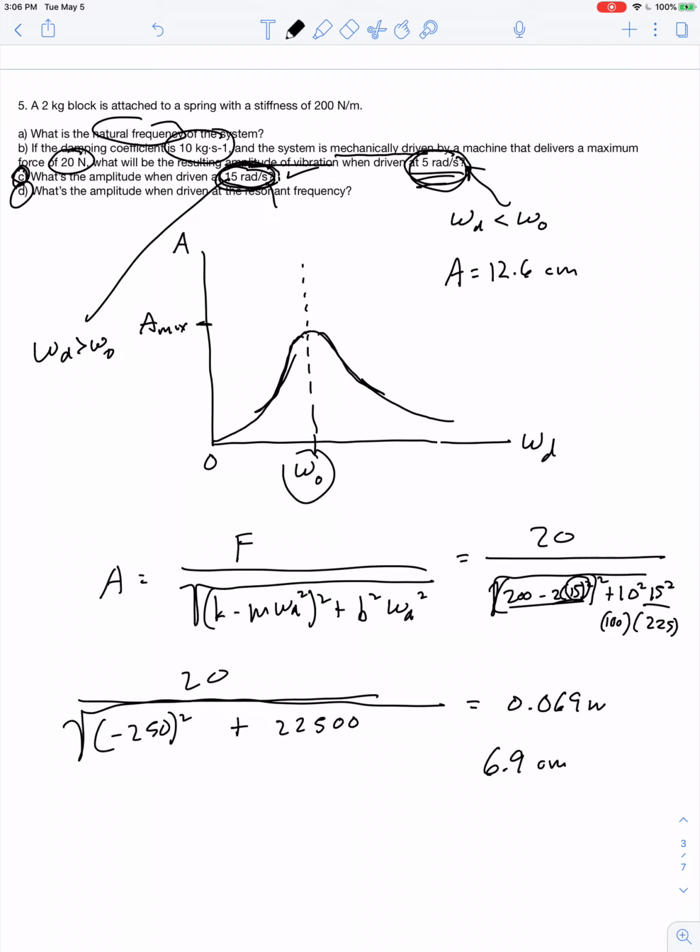So the amplitude when driven 5 radians per second below the natural frequency, and the amplitude when driven at 5 radians per second above the natural frequency do not agree with one another, so it seems pretty clear that the graph is not symmetrical about the resonant frequency.